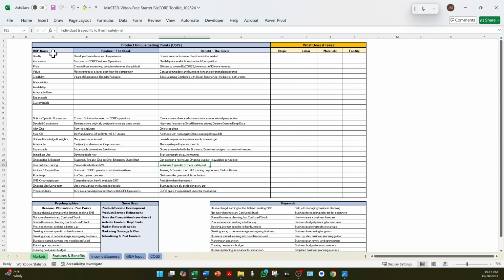These are items in certain categories: what parts of your product or aspects of what you sell have unique selling points that really address these types of motivations out in the marketplace for why people buy a product. They buy it for quality, for innovation. They buy it based on price or based on value, and these two are different. We'll talk about that. Credibility of the product, accessibility, availability, adaptable uses.